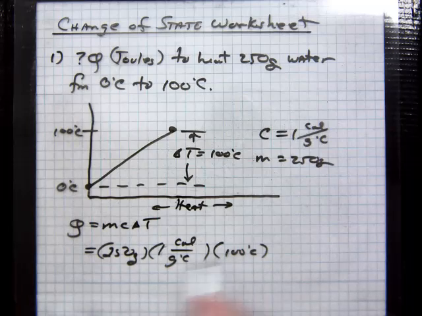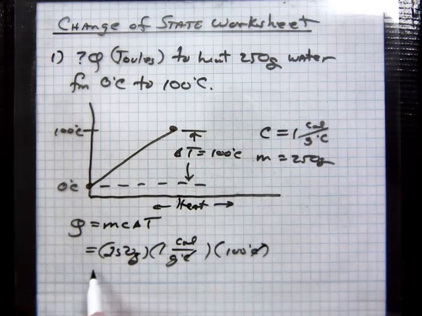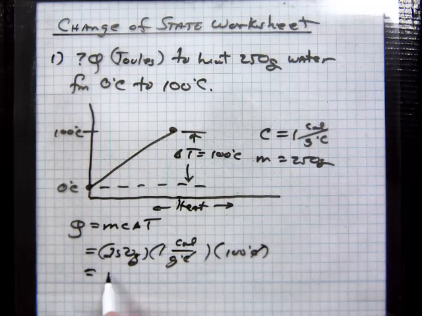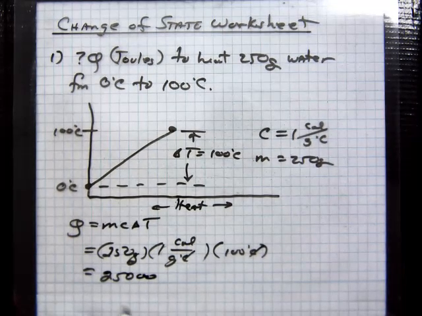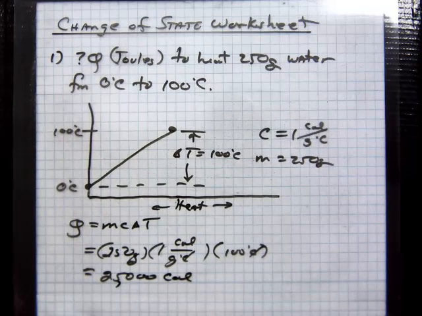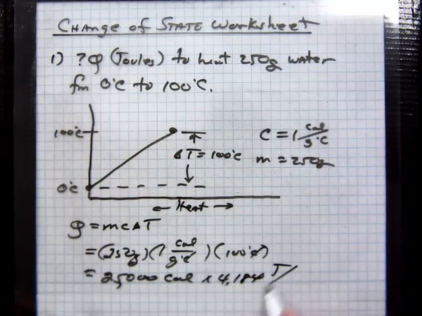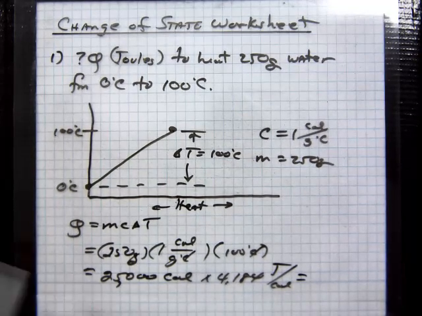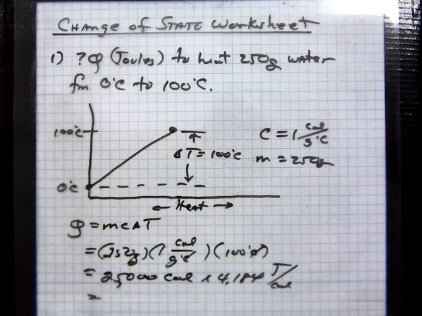Grams drop out, Celsius drops out. And so we have 250 and another couple of zeros in calories. And 25,000 calories. I know you want it in joules? All right, kilojoules, okay. Times 4.184 joules per calorie. See what that gives us. Hey, it's just a matter of what you need it in or what they're asking for. That's just nothing but a conversion.